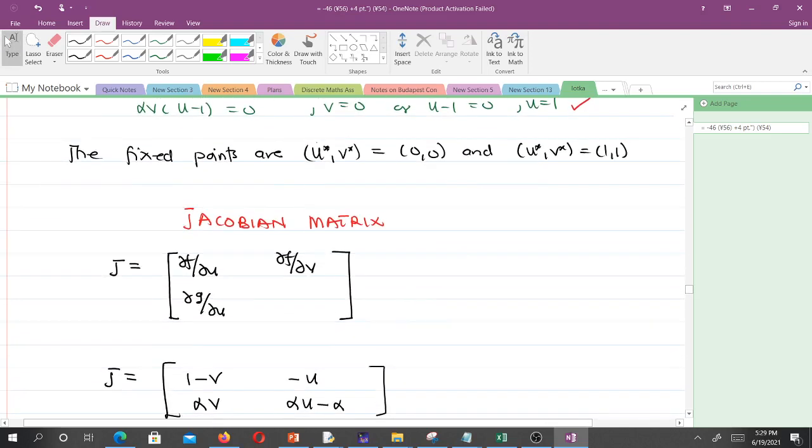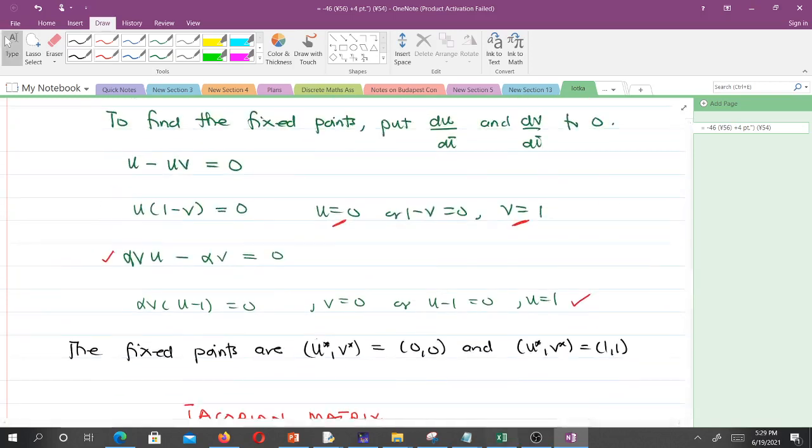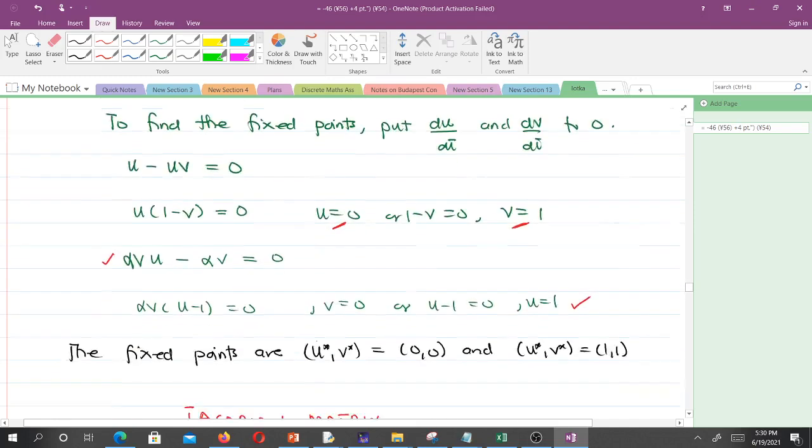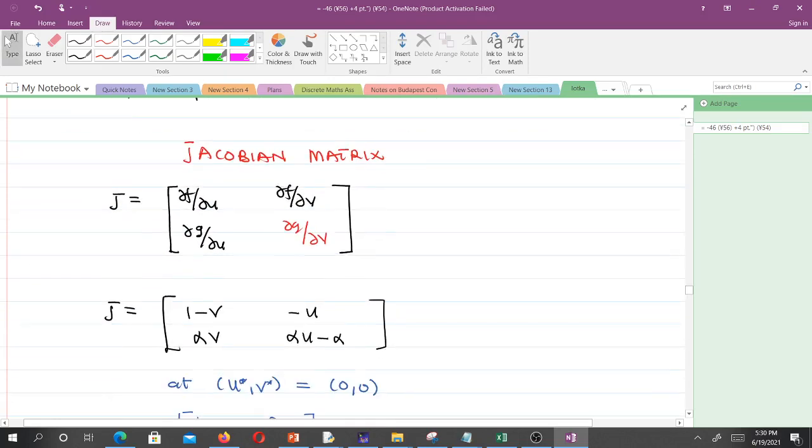So the Jacobian matrix is given by del f del u, del f del v, del g del u, and del g del v. So we have to know what our f is and what our g is. This is our f, u minus uv, and this is our g, alpha v u minus alpha v, right? So del f del u is 1 minus v. Del f del v is minus u. Del g del u is alpha v, and del g del v is alpha u minus alpha.